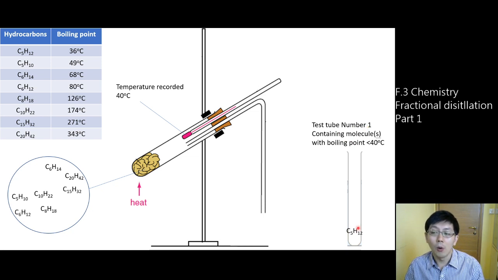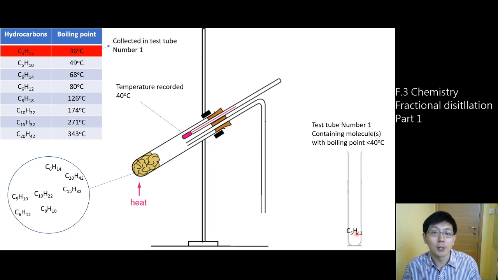Now, what are the things inside test tube number 1? They will have the molecules being collected with the boiling point below 40 degrees Celsius. What does it mean? We heat the mixture. All the things with boiling point below 40 degrees Celsius will boil and condense in test tube number 1. When the temperature reaches 40 degrees Celsius, we remove test tube number 1. Label it. So C5H12 is already eliminated from the mixture. It is already here. So I eliminate it from this table, and we know that it is actually being collected in test tube number 1.